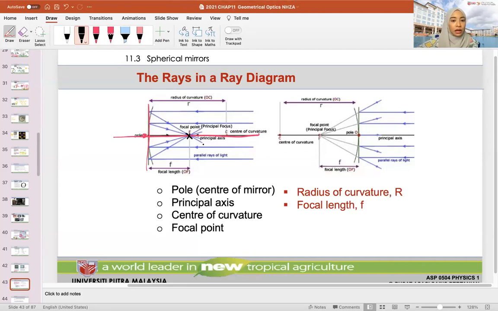So you label your F and also your C must be twice that length from the pole. Same for the diverging mirror. You draw your principal axis. You draw your mirror. This is your pole. And remember your focal point and C must be behind the mirror. So this is where your incident light, you have to define it. The incident light or the object, where it is. Then only label your F. If you don't define this earlier on, you wouldn't know where your focal point is. Because you need to know where is your front and back, right? So that is how you draw it.